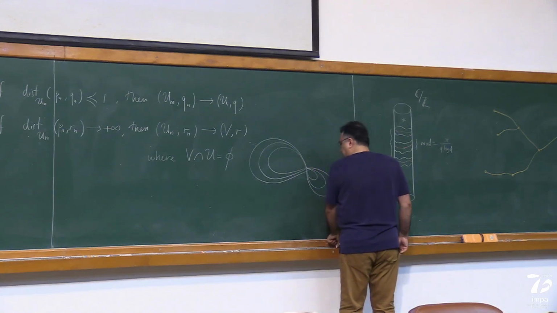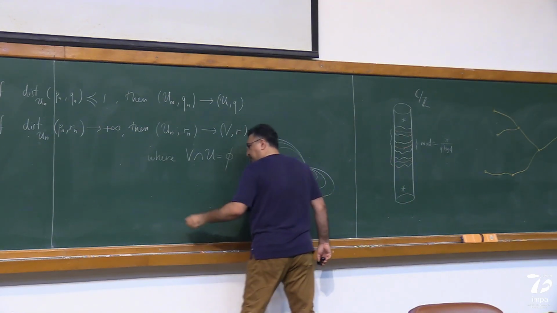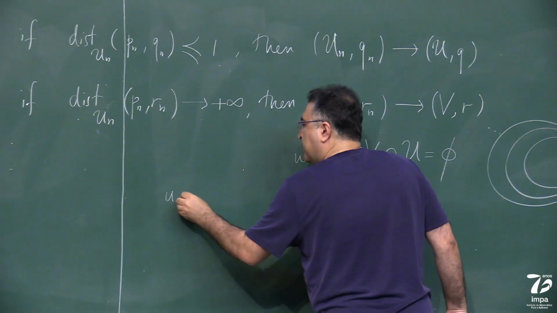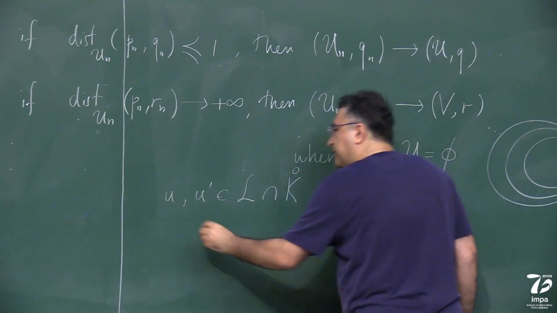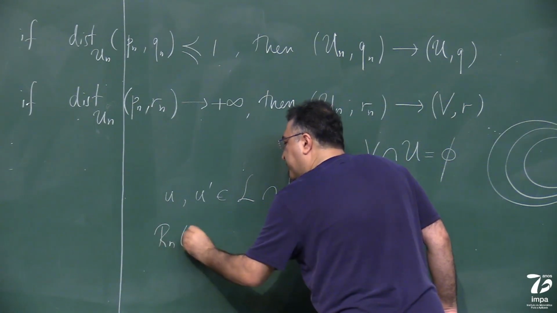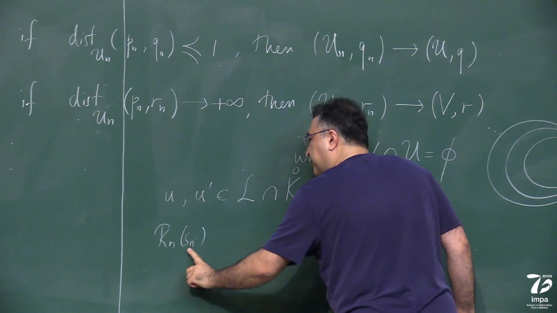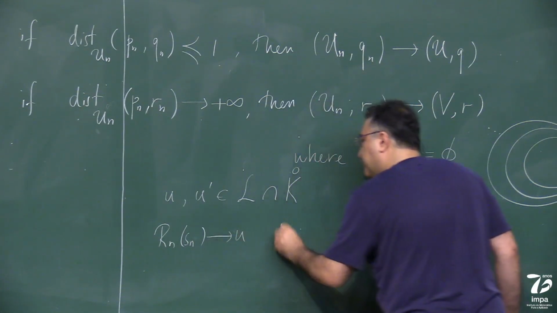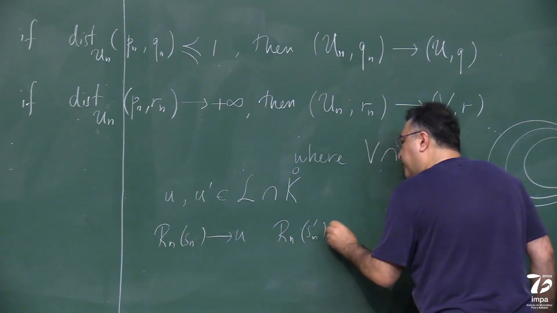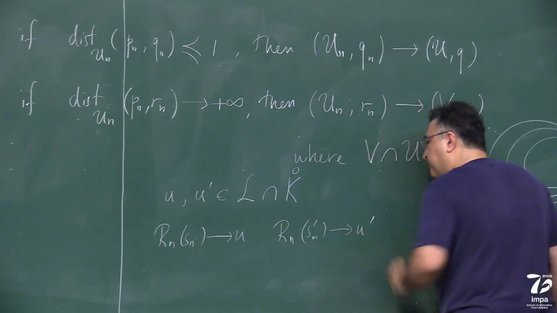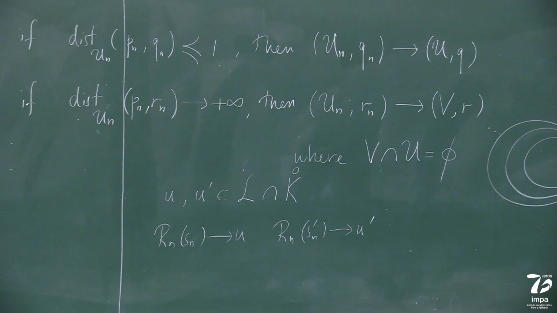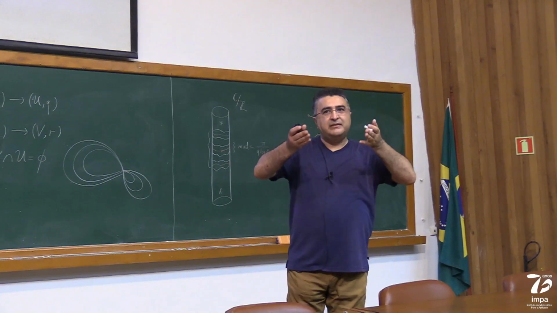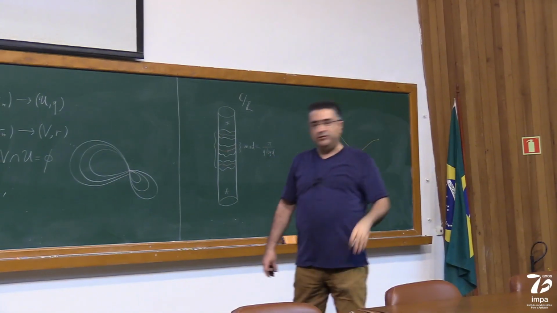The way you define this natural order is that if you have 2 points U and U prime in L intersection the interior of K, say R_n(S_n), the point at potential S_n on R_n, goes to U, and R_n(S'_n) goes to U prime, then these potentials are not well defined, but they're well defined up to a factor which goes to 1. So that defines equivalence classes of sequences of potentials going to 0.